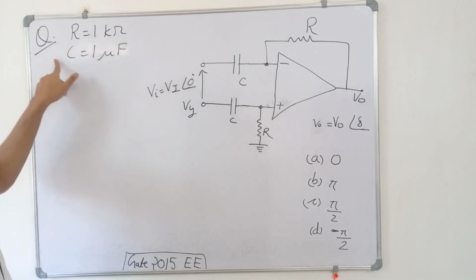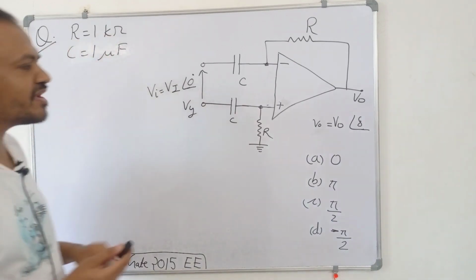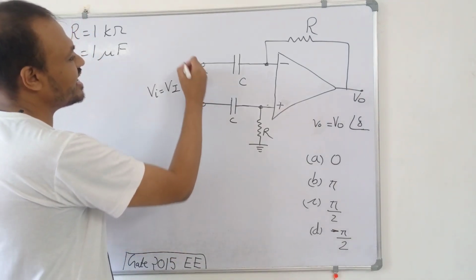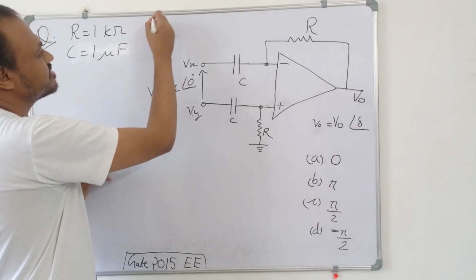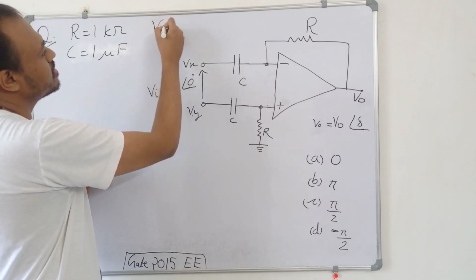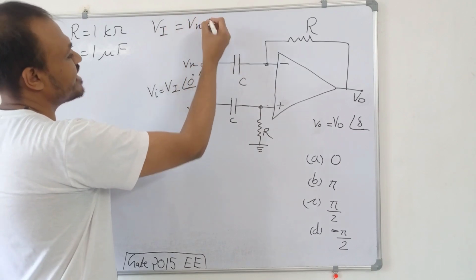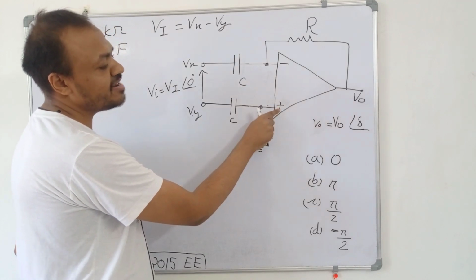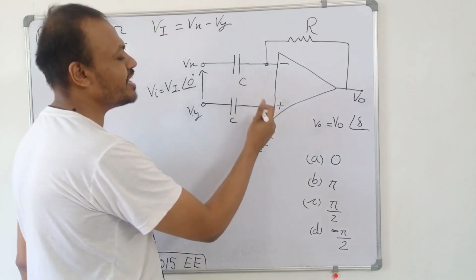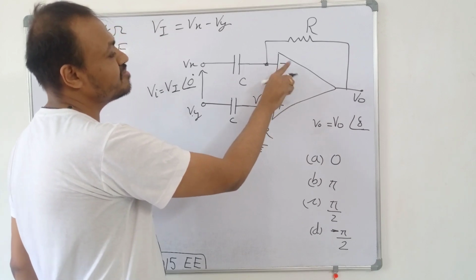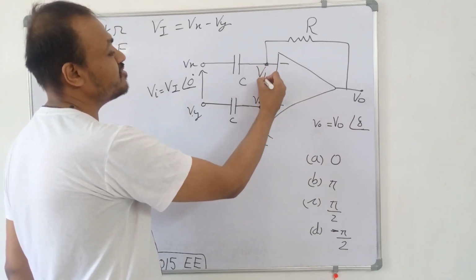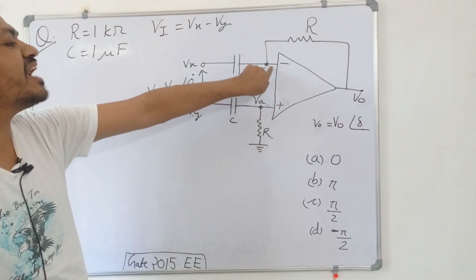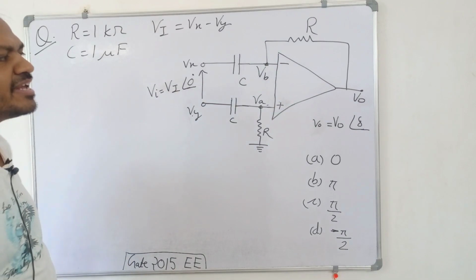Value of R is given as 1 kilo ohm, value of C is given as 1 microfarad. So let this be Vy, let this be Vx. So Vi equal to Vx minus Vy. Okay, and this is your inverting terminal, this is your non-inverting terminal, let its voltage be Va. This is the inverting terminal, let this voltage be Vb. So I have assumed that the voltage of non-inverting terminal is Va and voltage of inverting terminal is Vb.